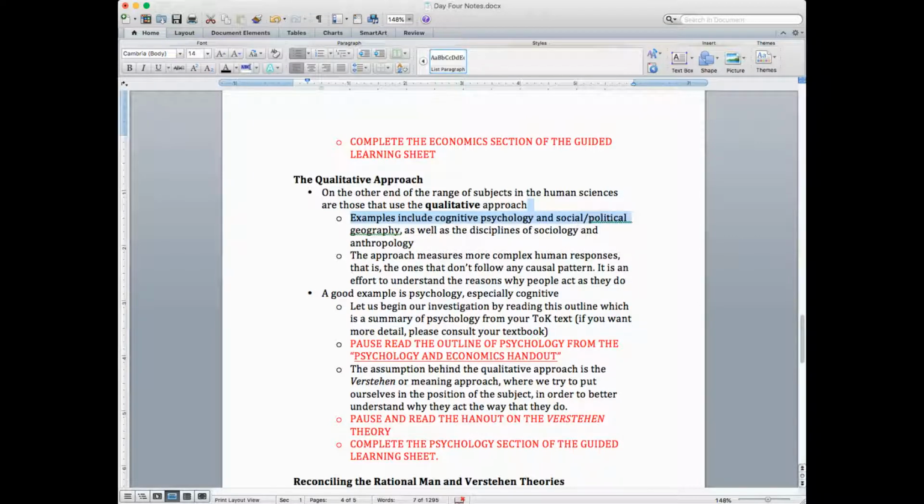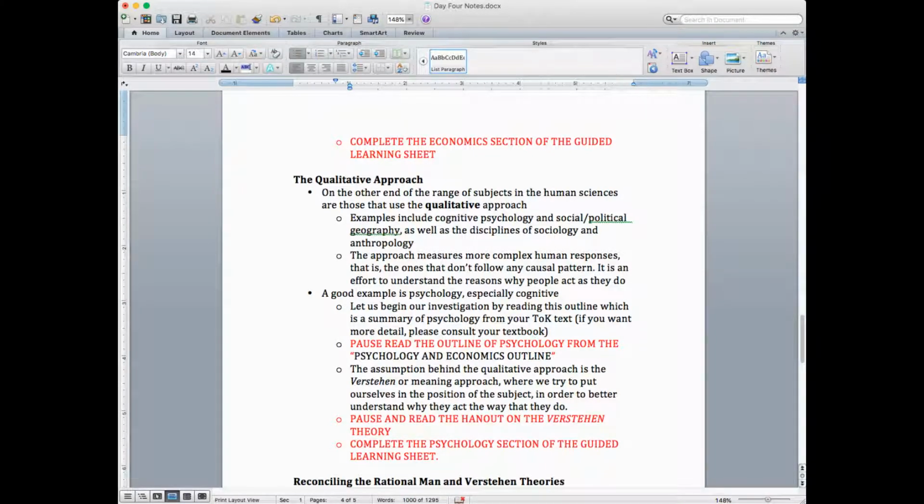So again, continue with psychology if you're doing this all on your own, or turn it over to your partner if you've done economics and your partner will do the psychology section. So now I want you to pause and read the outline of psychology from the psychology and economics. Again, wrong outline. It's supposed to be in caps. Again, I'll have to go back and redo this link.